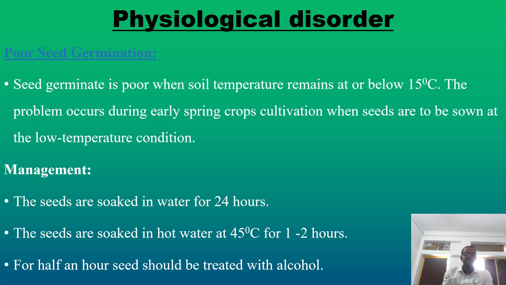The main physiological disorder of okra is poor seed germination. As we discussed earlier, okra suffers from seed germination problems in the spring summer season. In spring summer season, when the soil temperature goes below 15 degrees centigrade, germination problems occur. To avoid this problem, we can soak seed 24 hours before sowing, or we can soak seed in hot water at a temperature of 45 degrees centigrade for 1 to 2 hours, or we can treat okra seed with alcohol as well.